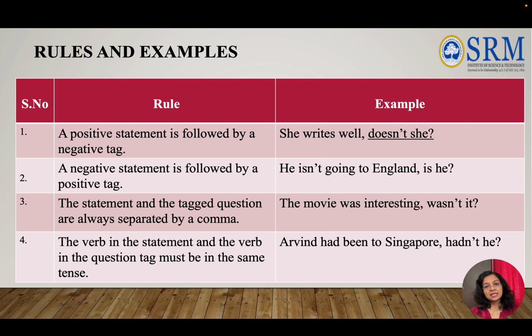So if your sentence is positive, your question tag should be negative. For example, she writes well. The sentence is positive, so your question tag should be negative. Doesn't she? Likewise, if your sentence is negative, it should be followed by a positive question tag. For example, he is not going to England. Is he? So with positive statement, negative question tag. With negative statement, positive question tag.